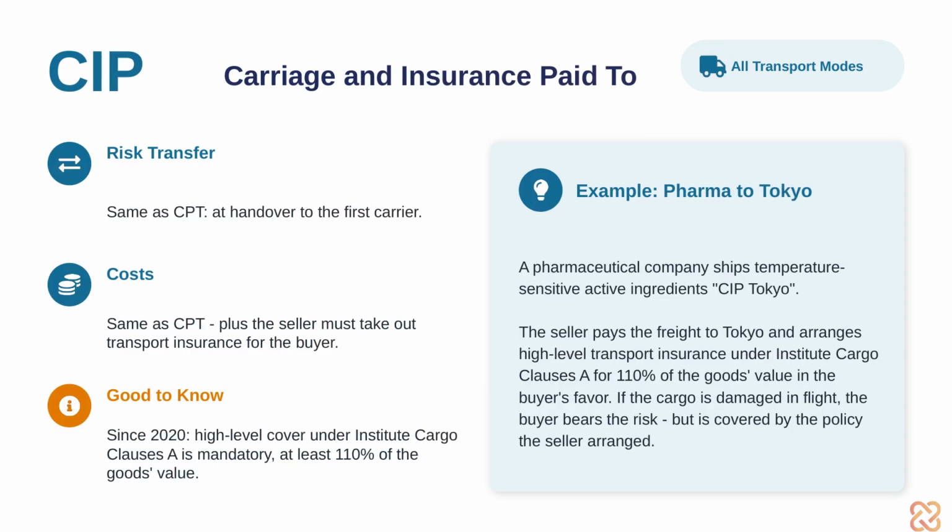Remember this. Under the C terms, the seller pays for transport, but risk travels with the buyer from the handover point onward.